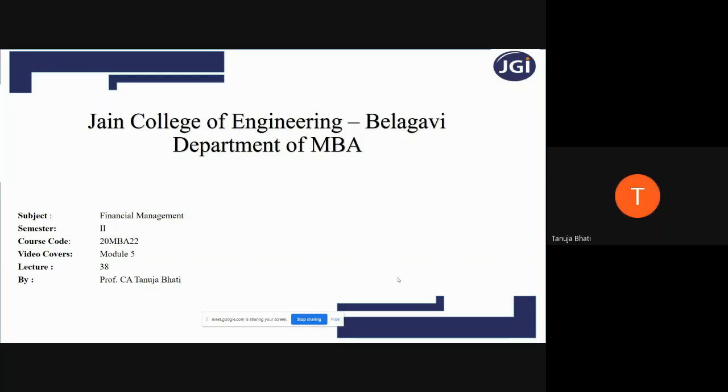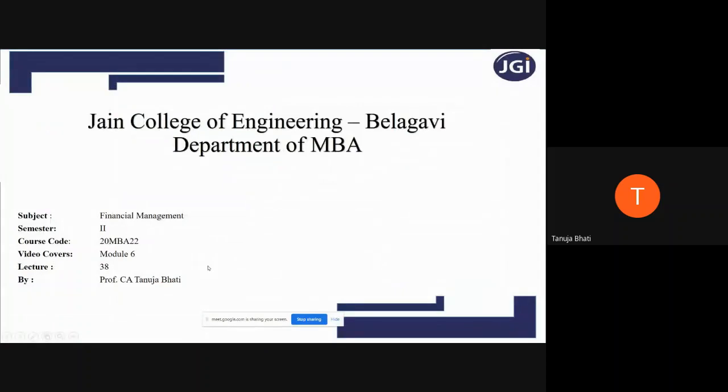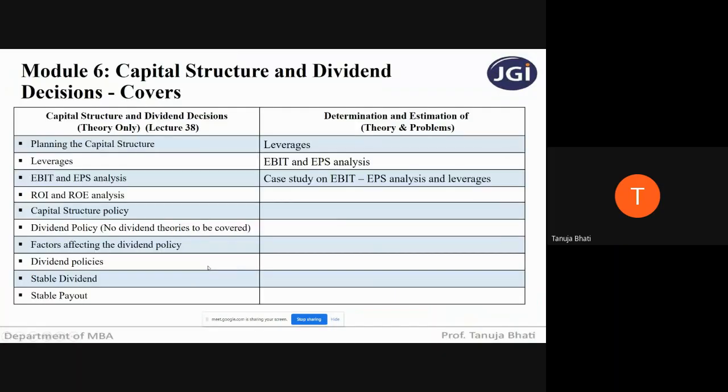So let us start. Welcome students, welcome to lecture number 38 where we will be covering module number 6 and the subject financial management. Module 6, as we know, is nothing but capital structure and dividend decisions, where we have already seen the theory part in our lecture, that is lecture number 37. So today we will be seeing how to determine and estimate the leverages.